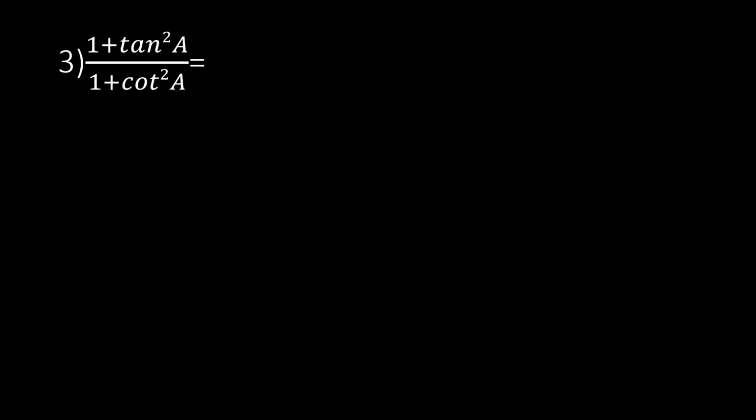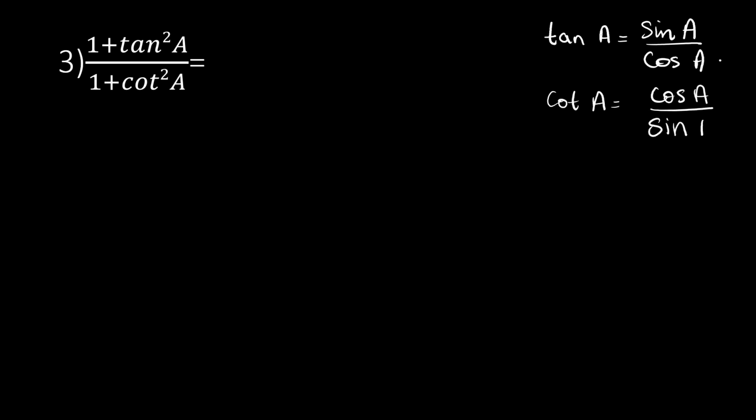1 plus tan square A divided by 1 plus cot square A equal to. Here first we will see what is tan A. Tan A is sin A divided by cos A. And what would be cot A? Cot A would be the reciprocal, that is cos A divided by sin A.